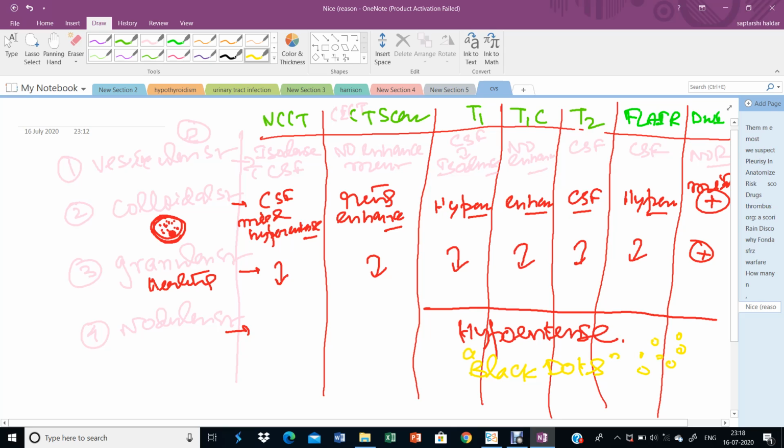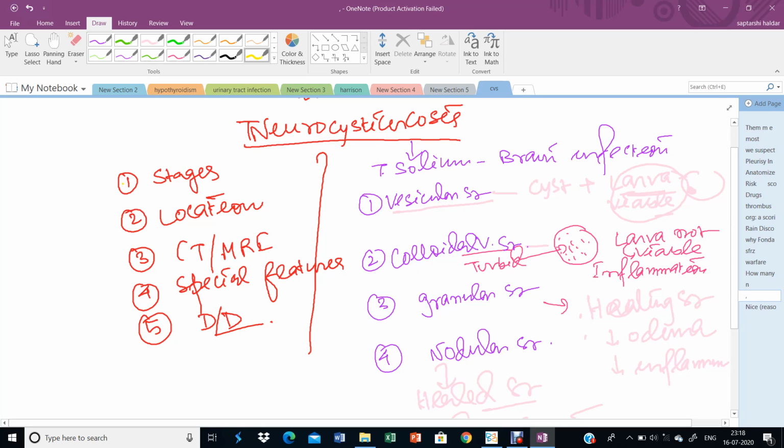Let's see, we will see the picture later. In case of nodular stage, CT scan এ আমরা কি পাবো, হাইপার ইন্টেন্স লিশন ডিউ টু ক্যালসিফিকেশন. সো আমরা স্টেজিং জানলাম, and what are the findings in all plates of imaging? Let's see. তো আমরা আপাতত স্টেজ কমপ্লিট করলাম, then we will see the location.